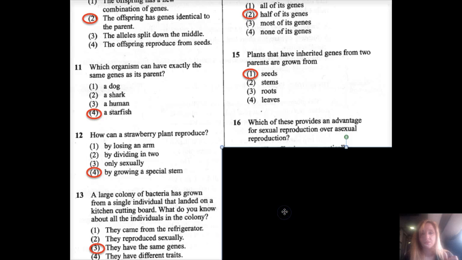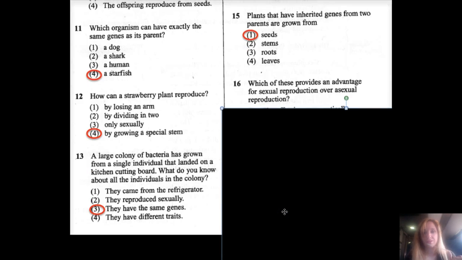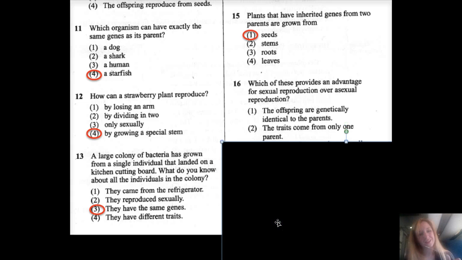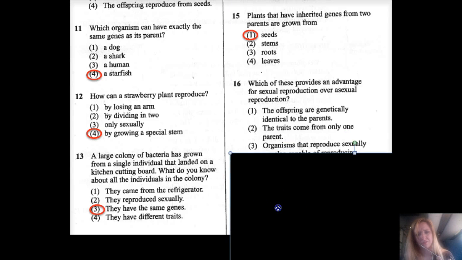Alright, 16. Which of these provides an advantage for sexual reproduction over asexual reproduction? So why is sexual reproduction sometimes better than asexual reproduction? The offspring are genetically identical to the parent. We're not genetically identical to the parent. We're made from sexual reproduction. Traits come from only one parent. That's what asexual does, not an advantage sexual has over asexual.